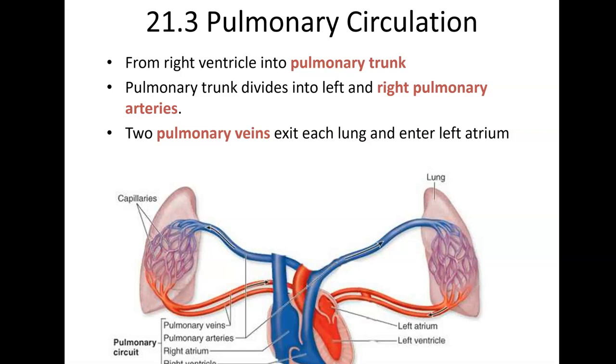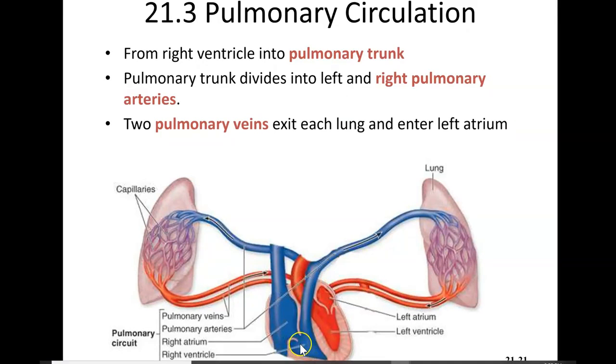You should be well familiar with this already, but pulmonary circulation refers to how blood flows over to the lungs and then back to the heart. Once we have our deoxygenated blood in our right ventricle, we go through the pulmonary semilunar valve into the pulmonary trunk, which divides into two pulmonary arteries.